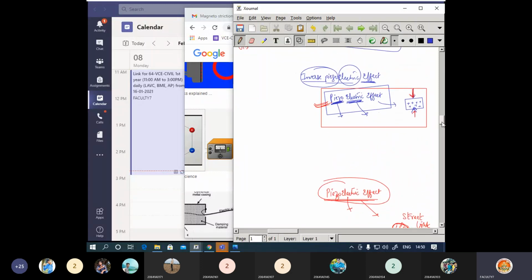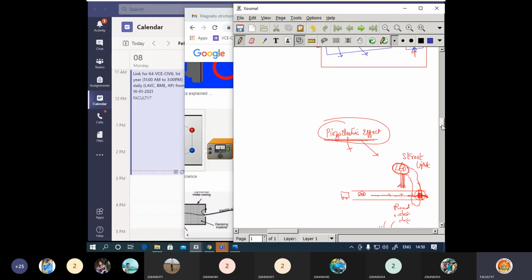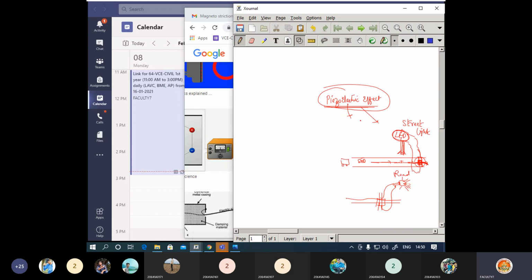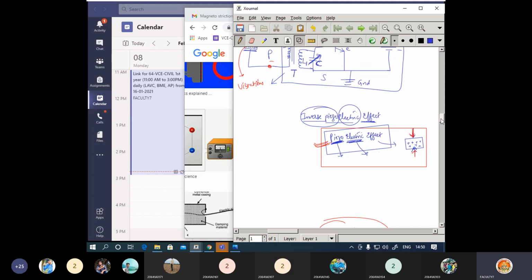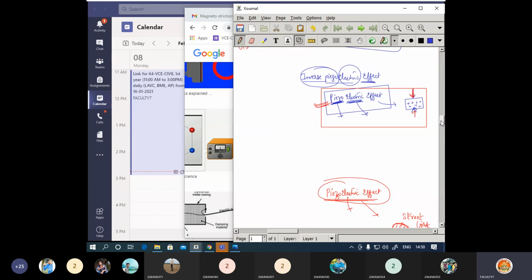Okay, so now what we are going to do here is not utilize this process, but do the reverse process, the inverse or converse process. In the converse process, we take the piezoelectric crystal and apply the electric field. It should be a variable electric field.